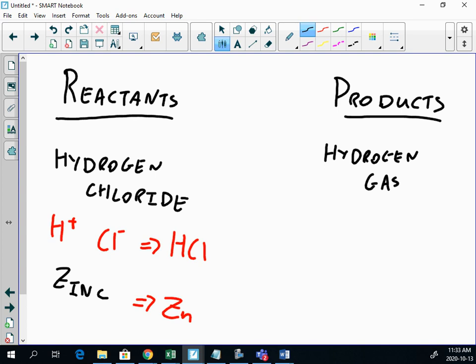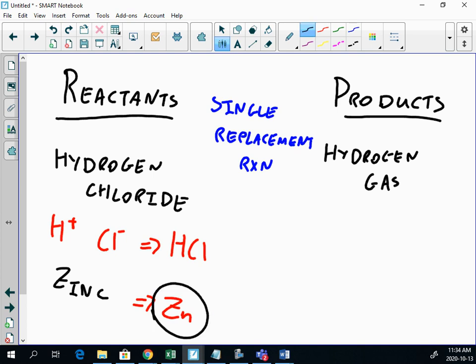In order to do that, we need to recognize that this is a single replacement reaction. And I can identify that by looking at the fact that I came in with a pure element like zinc, and I left with a pure element, hydrogen, H2. So what happened here is that the zinc and the hydrogen actually swapped places in a single replacement, which means I went from having hydrogen chloride to instead having zinc chloride.